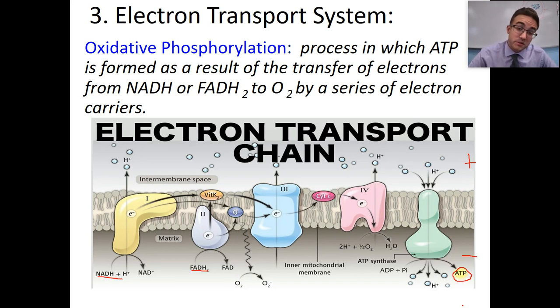Now, if you're playing the home game, you're wondering, well, you talked about oxygen and water. Oxygen is a reactant, water is a product. But where do they come into play? Well, they come into play right here, because the final electron acceptor here is oxygen. Oxygen's the final electron acceptor. So as the electron's getting bounced around and bounced through all of these enzymes, the last thing that's going to accept it and take it is oxygen.